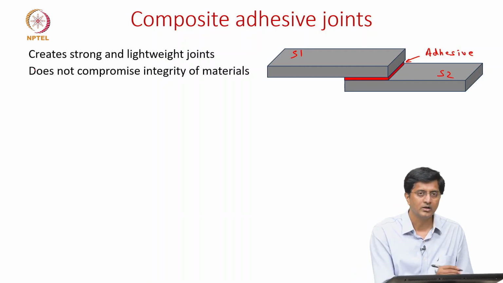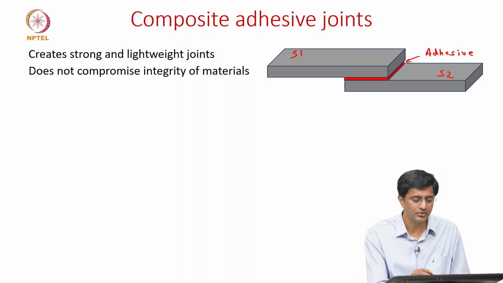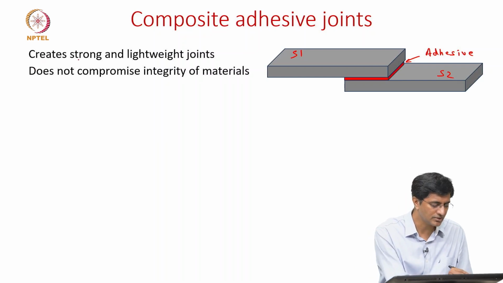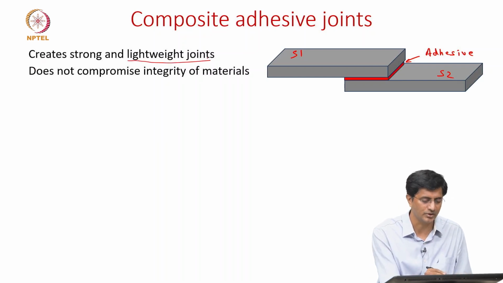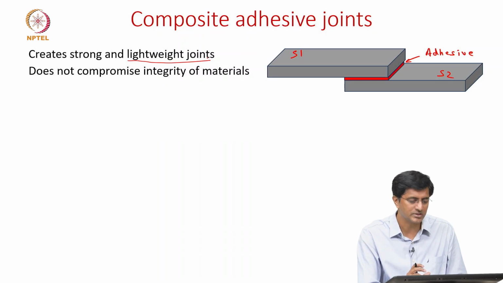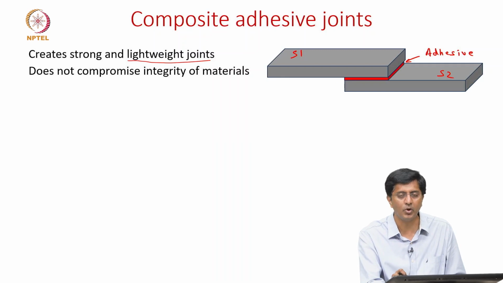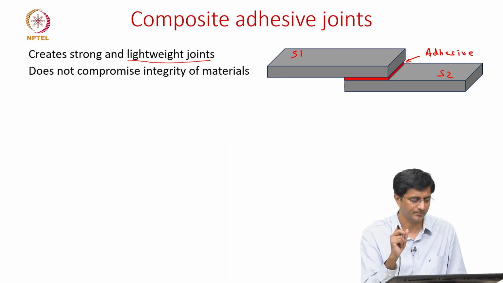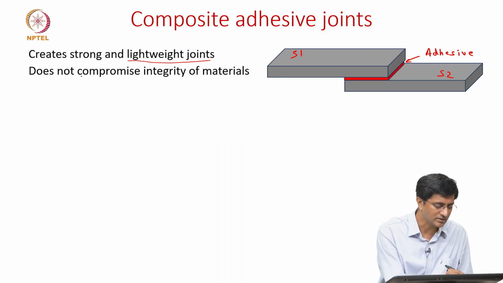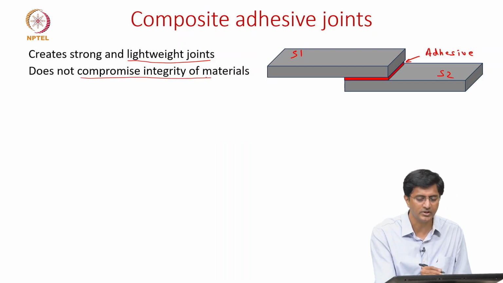The reason why we most often use adhesive joints is because they create strong and lightweight joints. You might be wondering why it is lightweight. Here we are not adding any metals like bolts, rivets, or pins, which add weight to the structure. Instead, we are simply adding a lightweight polymeric layer. And secondly, it does not compromise the integrity of the materials.